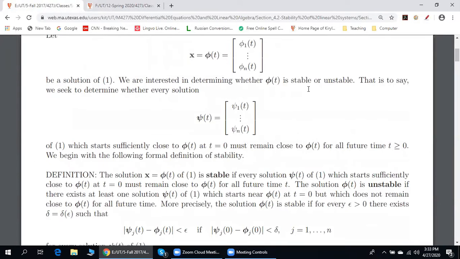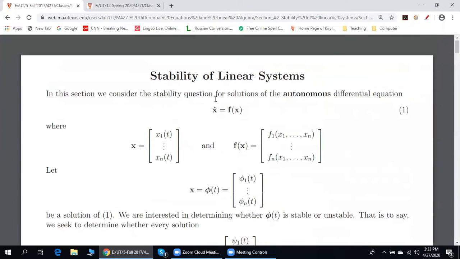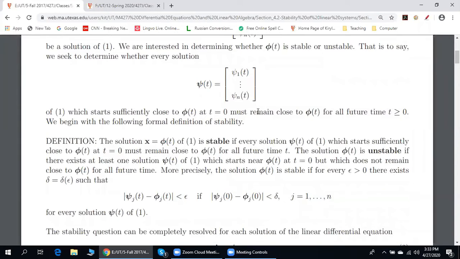Now, definition. The solution phi of t of our autonomous system is stable if every solution psi of t, which starts sufficiently close to phi at t is equal to 0, must remain close to phi for all future time. In simple words, a solution is stable if it does not drift too far from any other solution of this system.